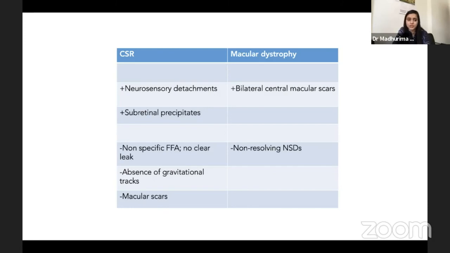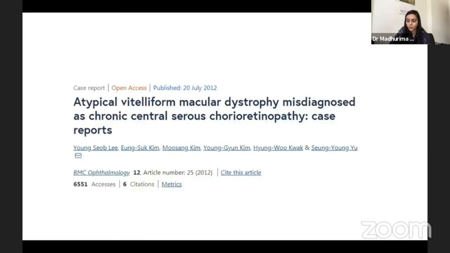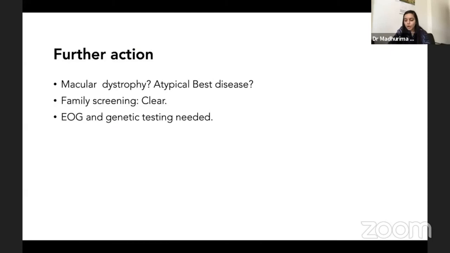We searched the literature and found case reports where patients have been misdiagnosed with chronic central serous chorioretinopathy, but they actually had atypical vitelliform macular dystrophy. We screened our patient and the family of the patient, but that was clear. So at this point, we have advised the patient to obtain an electrooculogram and genetic testing, but these are not available in Kashmir. So she will have to travel out of the state for these and spend significantly.